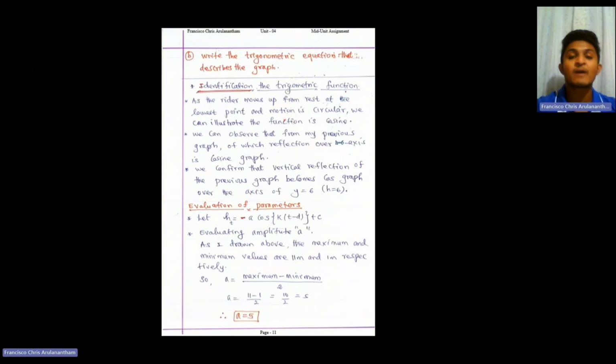Next, evaluation of parameters. Let h(t) be equal to minus a cos k(t minus d) plus c. Evaluating amplitude a. As I drew above, the maximum and minimum values are 11 meters and 1 meter respectively. So the amplitude is equal to maximum value minus minimum value over 2. If we substitute the values, we will get amplitude as 5.